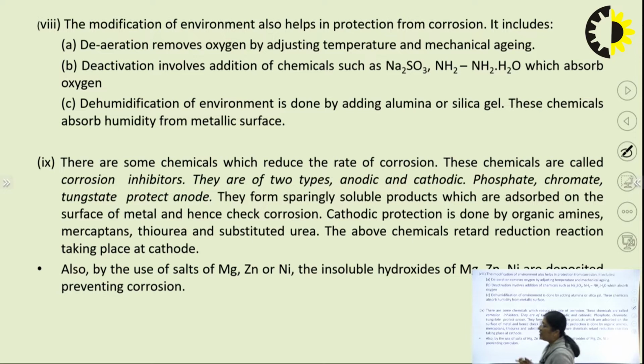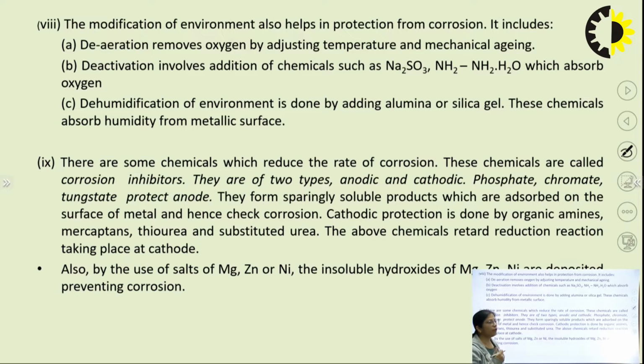Now, the next method is the modification of environment. It also helps in protection from corrosion. Modification of environment includes de-aeration, that is, removing oxygen by adjusting the temperature or by mechanical agitation. If we remove oxygen from the environment, then the oxygen concentration cell is not going to be formed. As a result, the same metal surface will not function as cathode or anode. So our metal can be protected from corrosion.